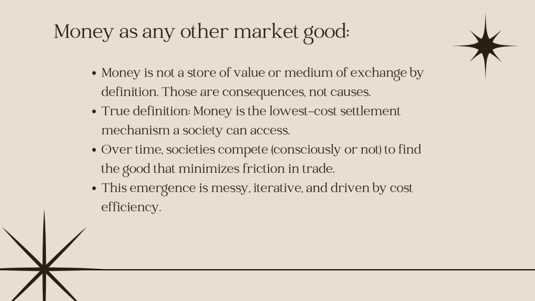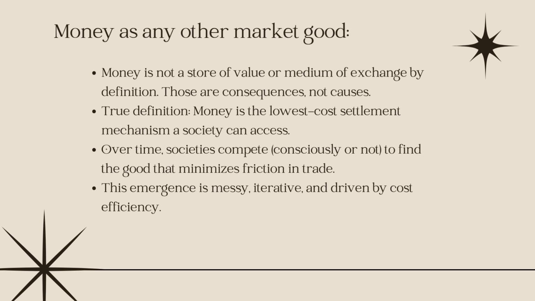It's been confusing because the states monopolize control over it, and people think it's always going to be the government that defines what money is. But if we look through the history, I'll show you that that's not necessarily going to be the case. So first, let's define it. To me, money is the lowest cost settlement mechanism a society can access. So money is not credit, it's final settlement. Money is what extinguishes debt.